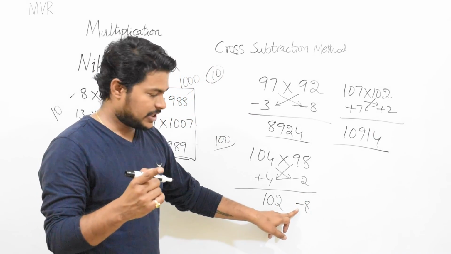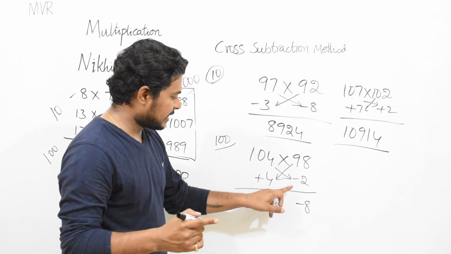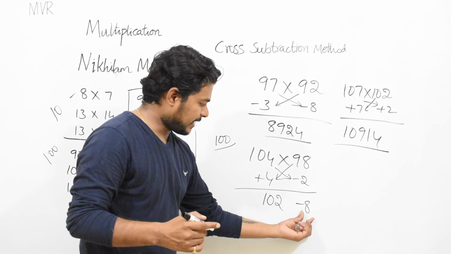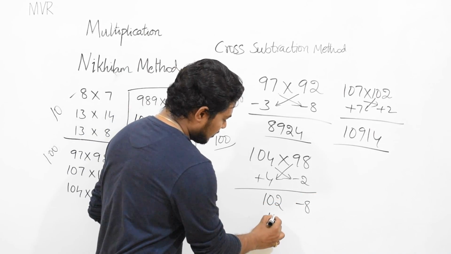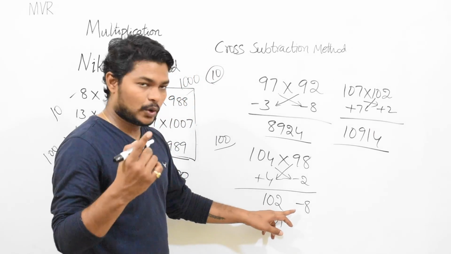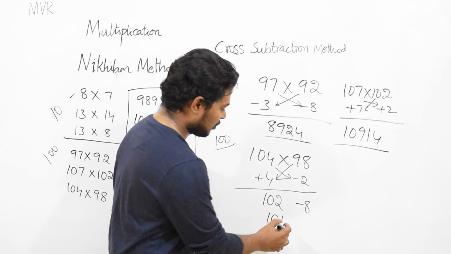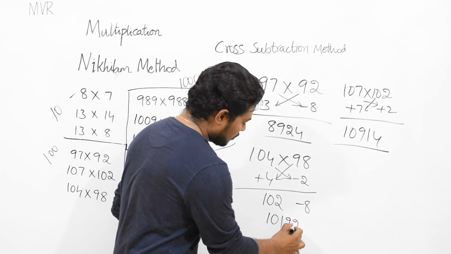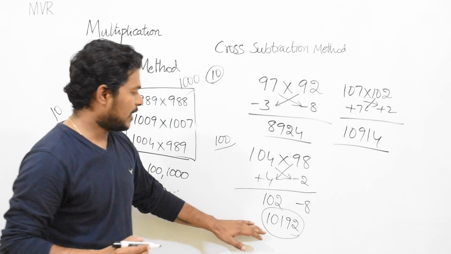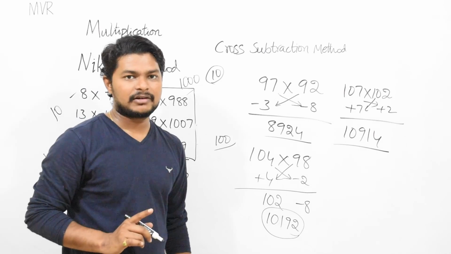Now see here. When you are subtracting this minus 8 from this value, you need to take a borrow. So this value will be decreased by 1, so it will be 101. Now in the base you need to subtract this. So from 100 if you subtract 8, it will be 92. So this will be the value. If you want, you can check with the calculator.